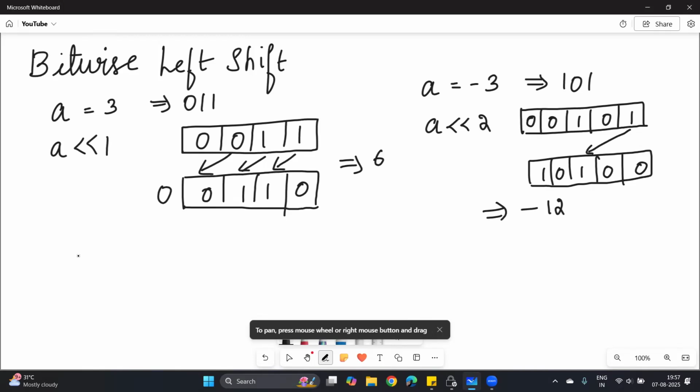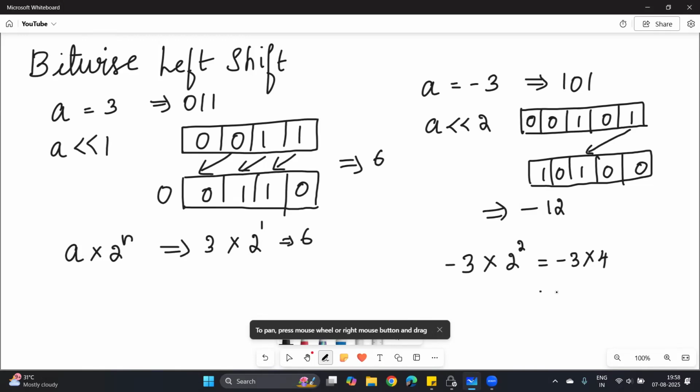And again, we have a shortcut for this. For right shift, we divided the number by 2 power a. And here we are going to multiply it by 2 power a. So a into 2 power a, this will be 3 into 2 power 1, that is 6. And coming here, minus 3 into 2 power 2, which is minus 3 into 4, which is minus 12.